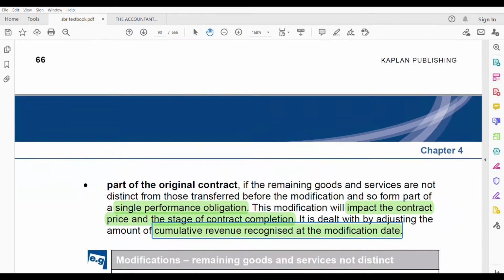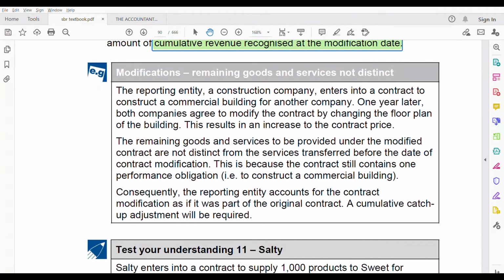So make sure that you know these two things. Now, examples of modifications. Remaining goods and services not distinct. So that is the second thing. That means that it is a part of an existing contract. This falls in the second category, right?